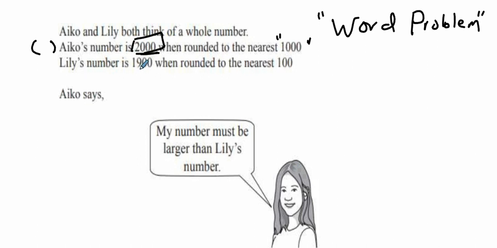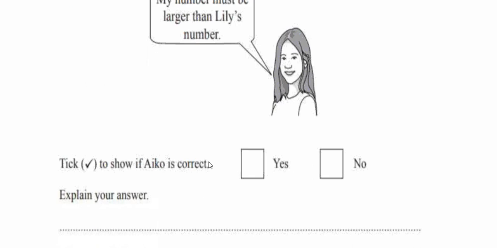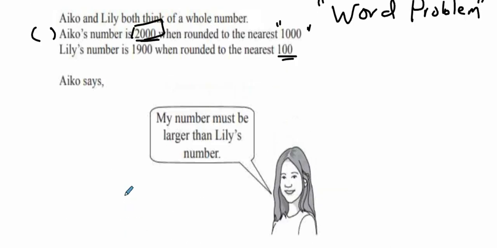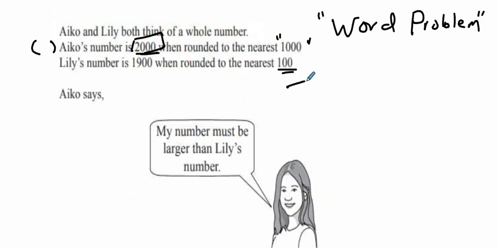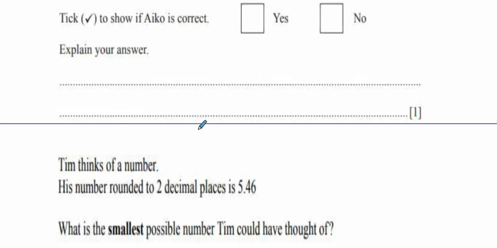Lily's number is 1,900 when rounded to the nearest 100. Aiko says my number must be larger than Lily's number. Okay. Tick to show if Aiko is correct. Explain your answer. I guess this question you can try. Try this question and drop me a message if you don't understand. Okay, try that question.